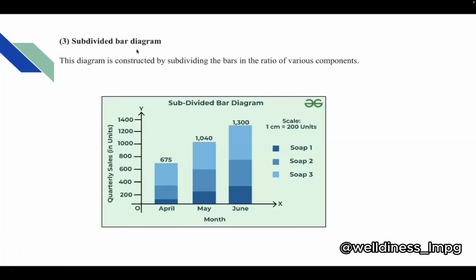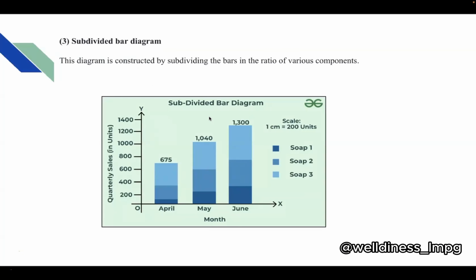So now, subdivided bar diagram. This diagram is constructed by subdividing bars in the ratio of various components. So instead of putting them side by side, as you can see, the highest point will be the highest point. All you have to do is divide them to correspond with the point on the y-axis. So this is what is known as a subdivided bar diagram.